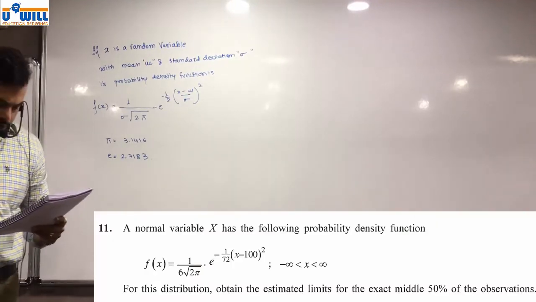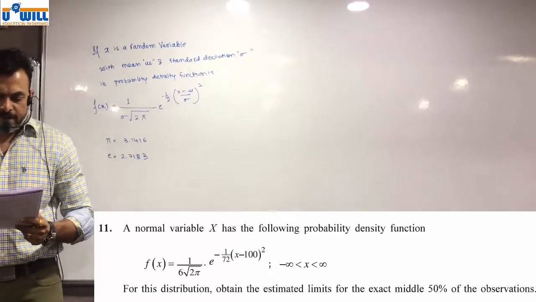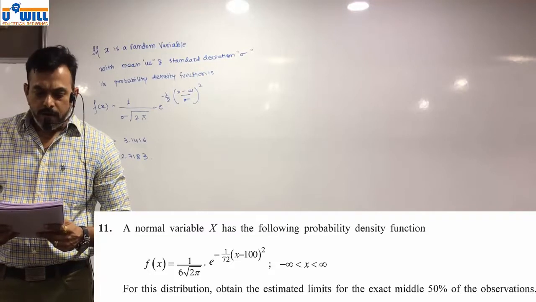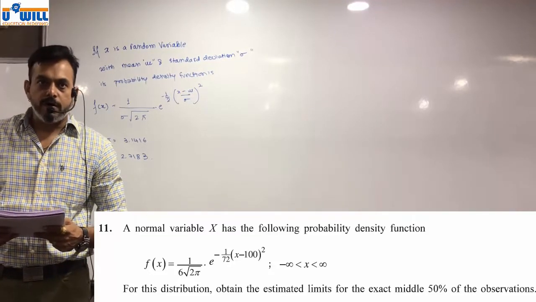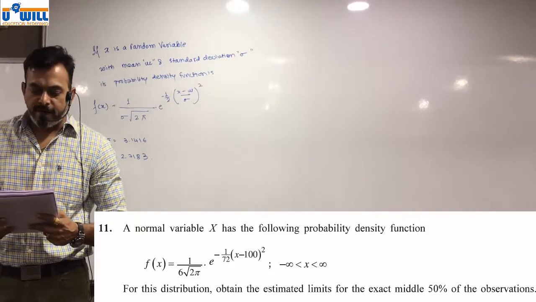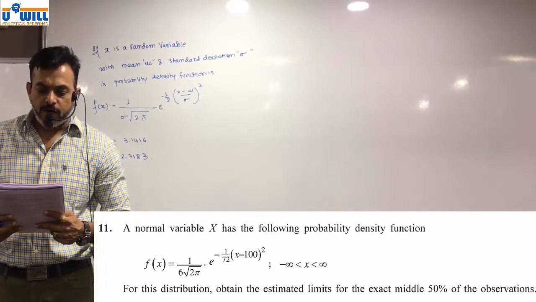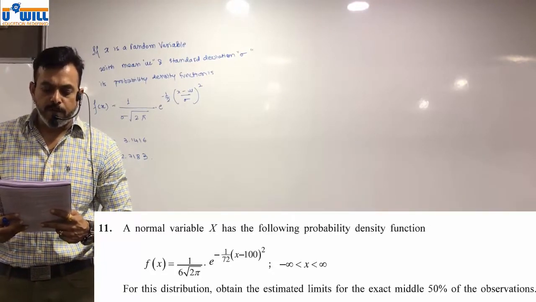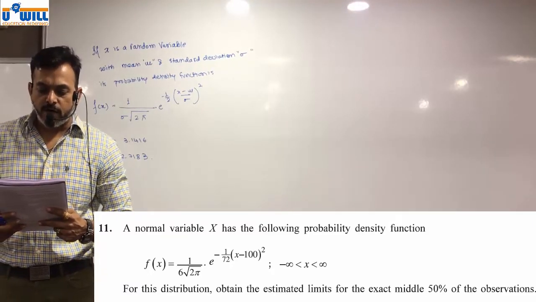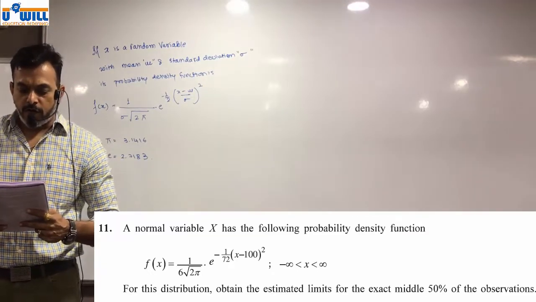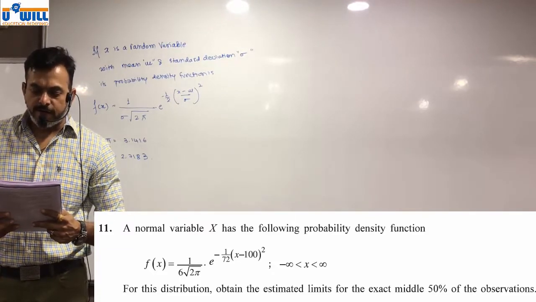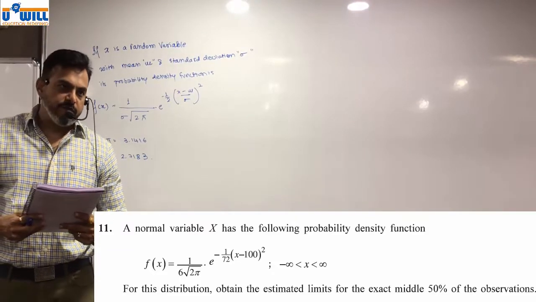Now, come to page number 136, question number 11. A normal variable x has the following probability density function. F of x is equal to 1 upon 6 under root 2 pi into e raised to minus 1 by 72 x minus 100 the whole square. For this distribution, obtain the estimated limits for the exact middle 50% of the observation.